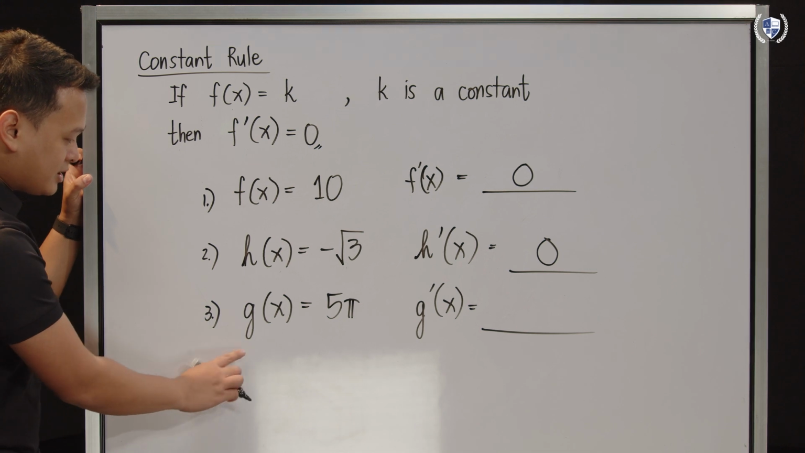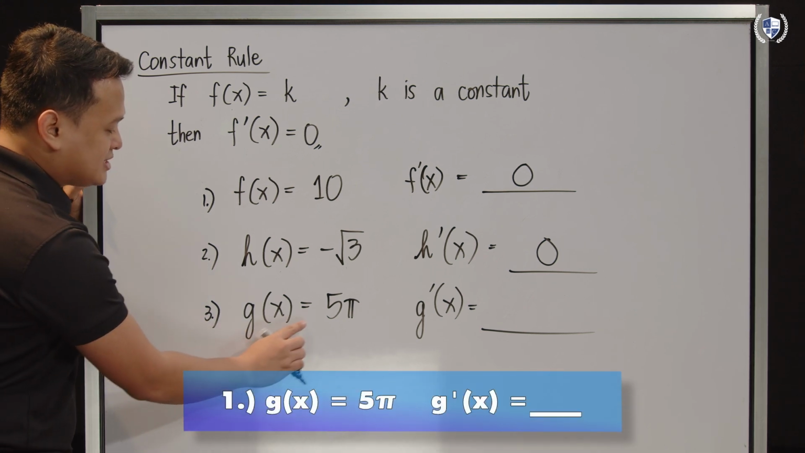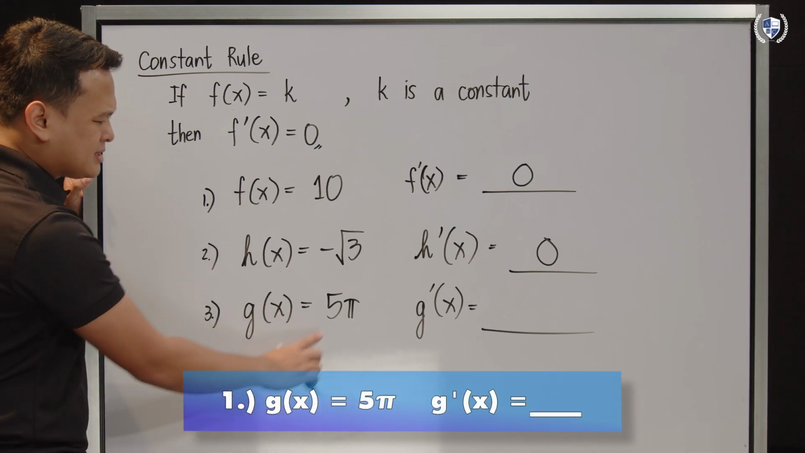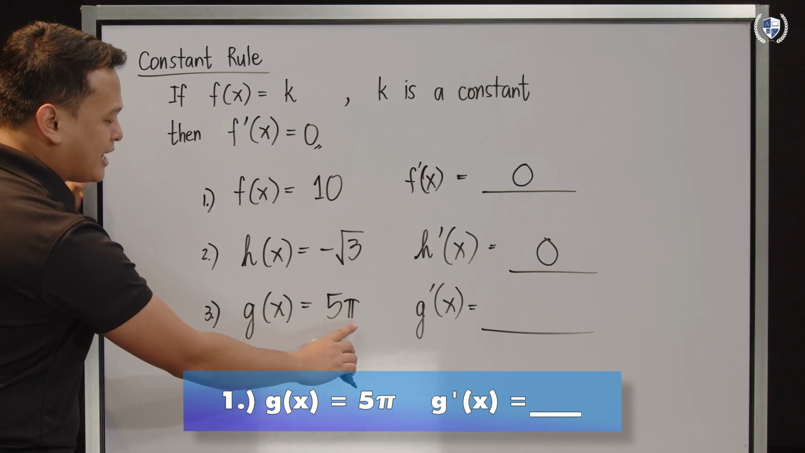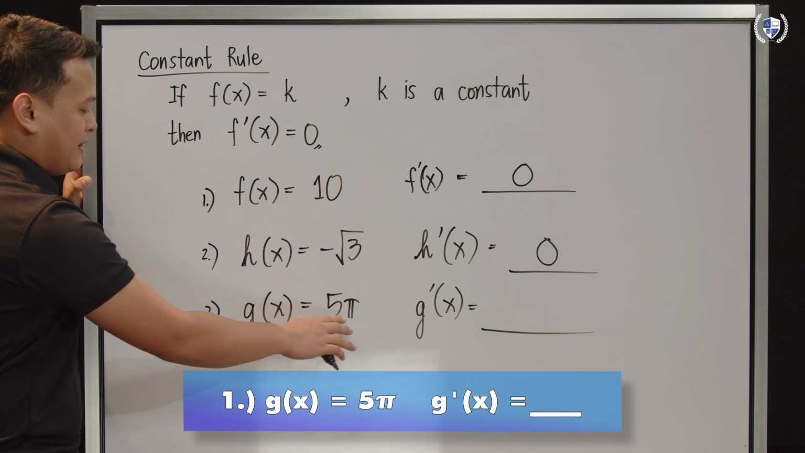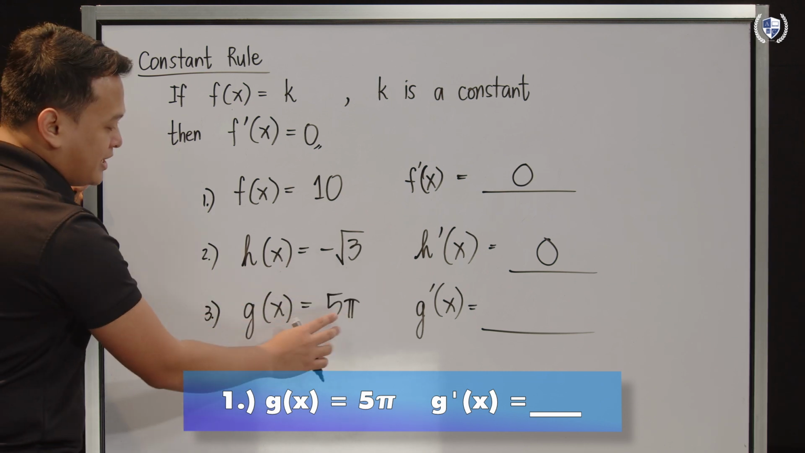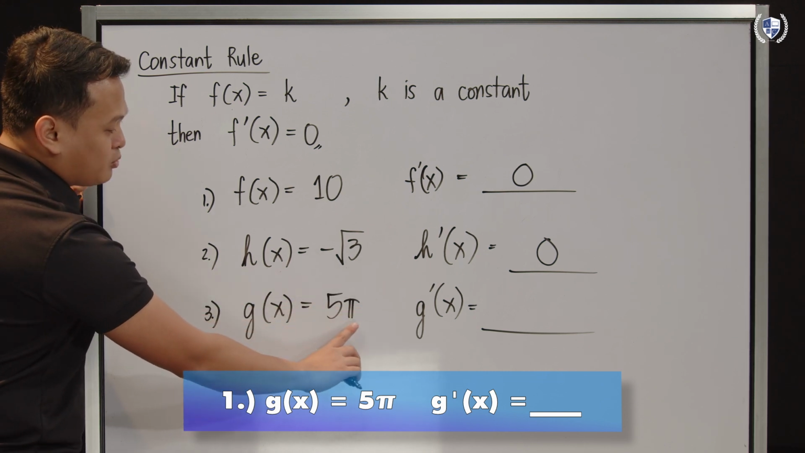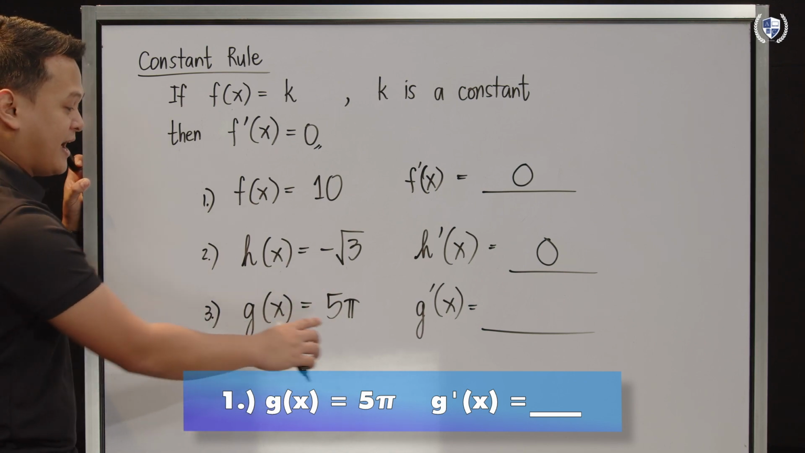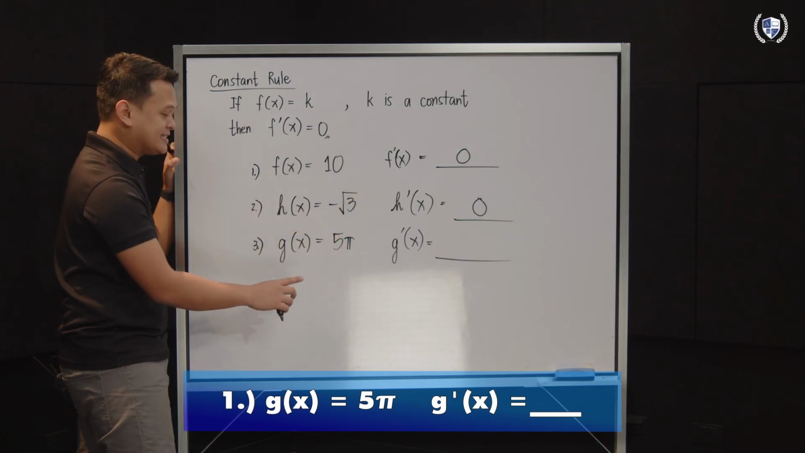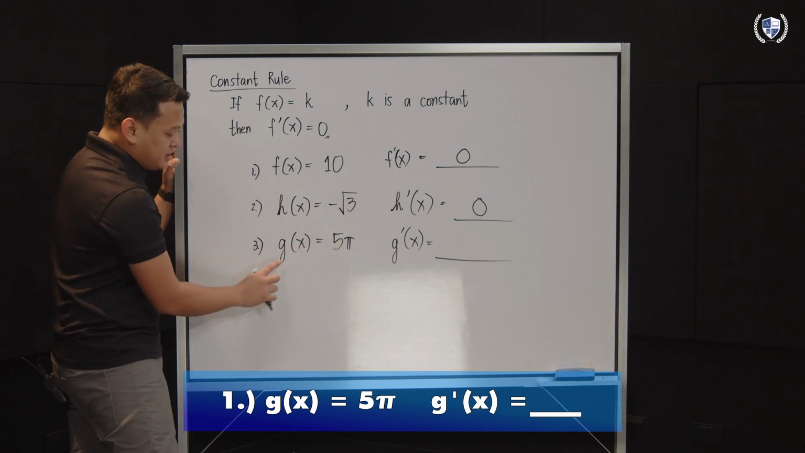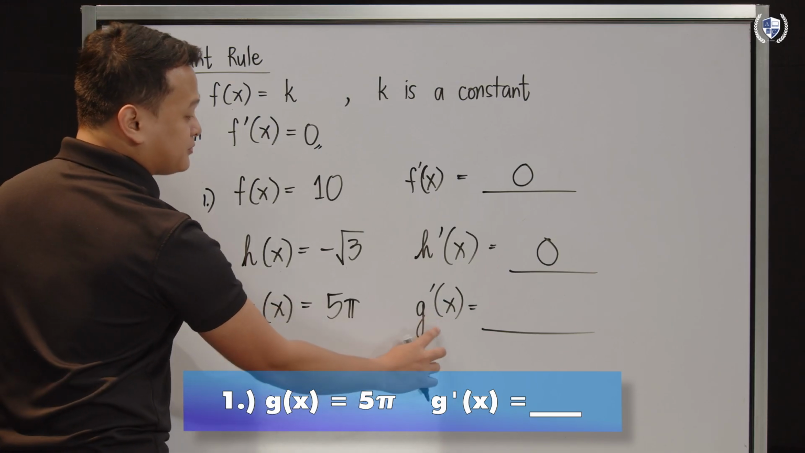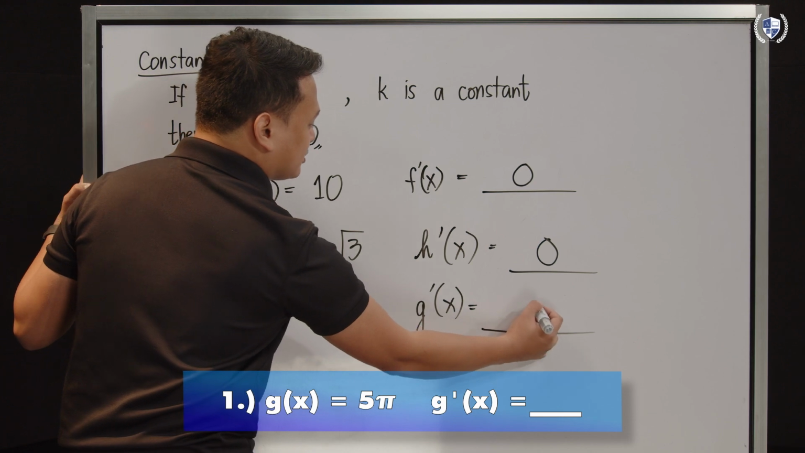Same thing with our third example. If g of x is equal to 5 pi, is this a constant value? O naman, hindi naman nagbabago yung value ng pi natin. That's may estimate naman tayo, pero it would be better na isinusulat natin yung pi as pi itself na lang. Kasi nga, infinite yung decimal places ng pi. So, since this is a constant value, g prime of x or the derivative of g of x is just also equal to 0.